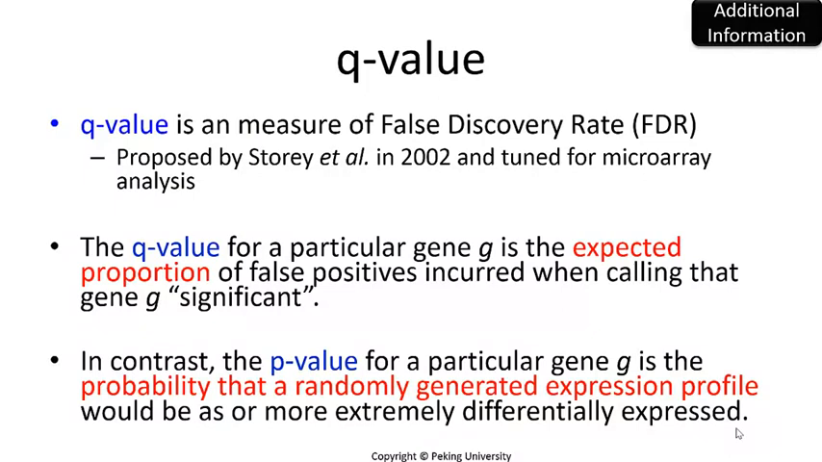Similar to p-value, q-value is also a measure of statistical errors. However, q-value is different from p-value as it measures false discovery rate. In other words, given a specific gene G, q-value measures the proportion of false positives among all genes that are as or more extremely differentially expressed.